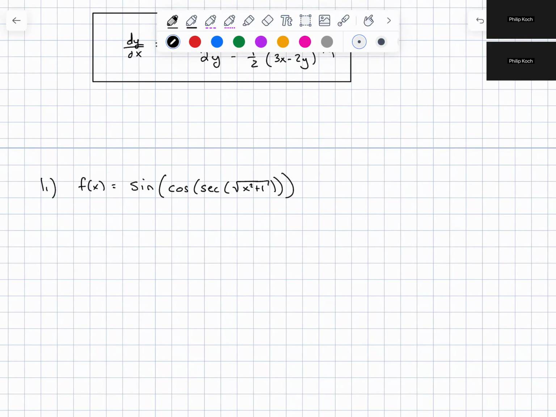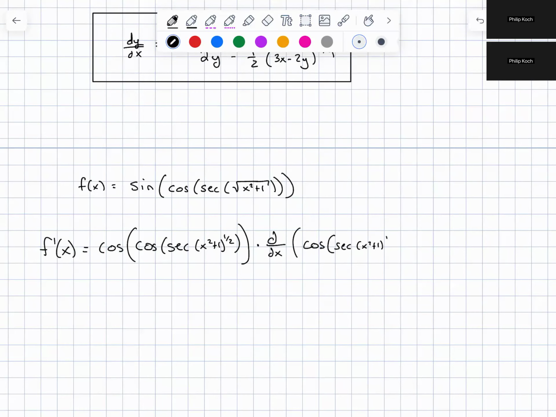So the outermost function is sine. So f prime of x, I don't even know why I labeled this question 1. Let's erase that. f prime of x, outer function sine. The derivative of sine is cosine. So this is cosine of secant of x squared plus 1 to the 1/2 times the derivative, d/dx, of cosine of secant of x squared plus 1 to the 1/2. So I'm just taking care of it in steps.